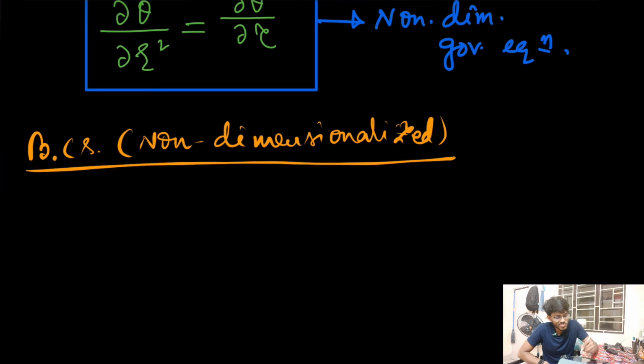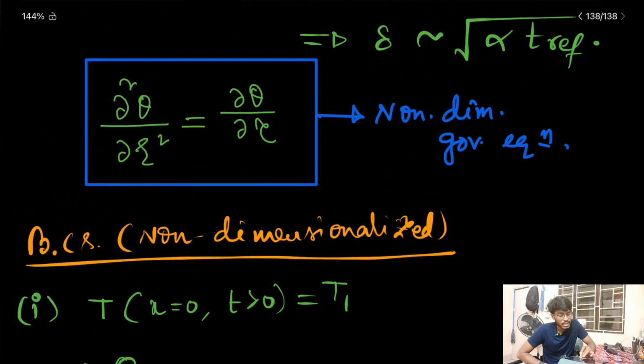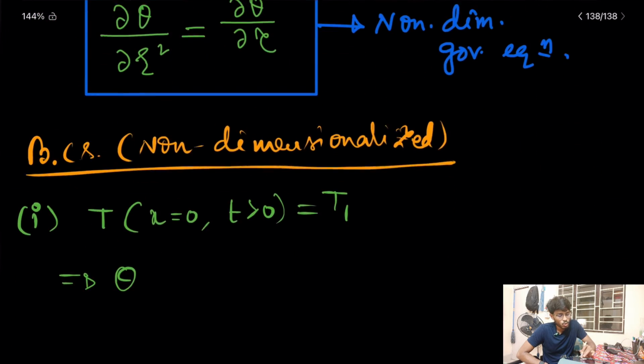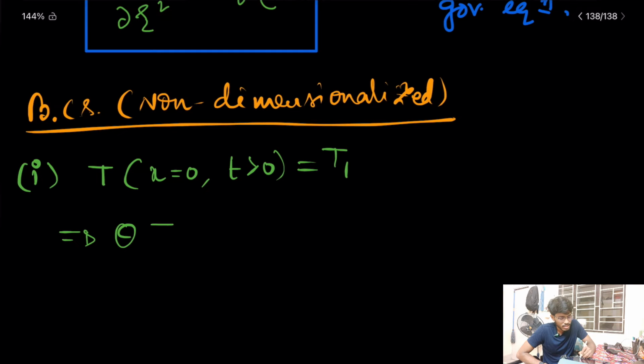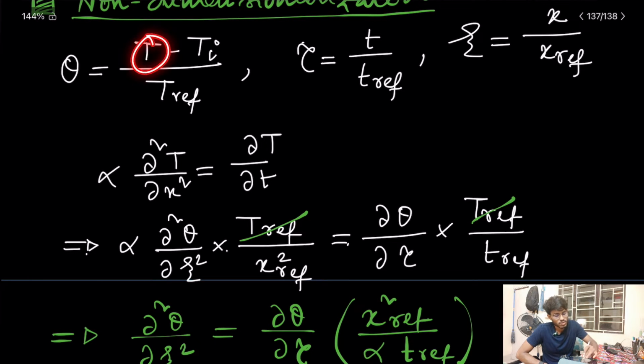So the first one will be: at x equal to 0, for any time t greater than 0, T will be T1. Now I have to write it in terms of theta. T is theta into T ref, right? Or what I can do is directly put this T value into this definition of theta here.